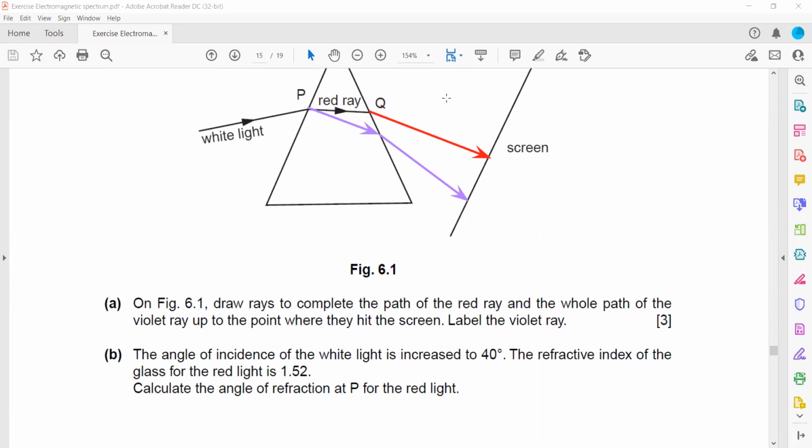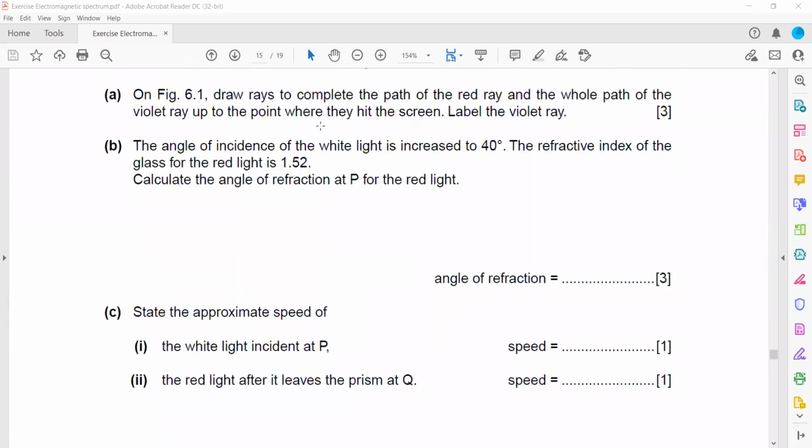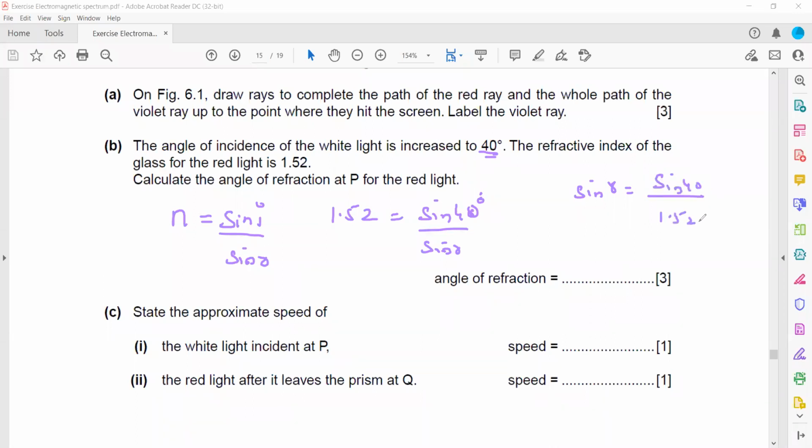Then the next part, the angle of incidence and angle of refraction are given. The angle of incidence is given and refractive index, so angle of refraction is needed. The light is traveling from air to glass, so refractive index is given by a formula sin i over sin r. So refractive index is 1.52, angle of incidence is 40, and angle of refraction we don't know. So sin r is equal to sin 40 divided by 1.52.